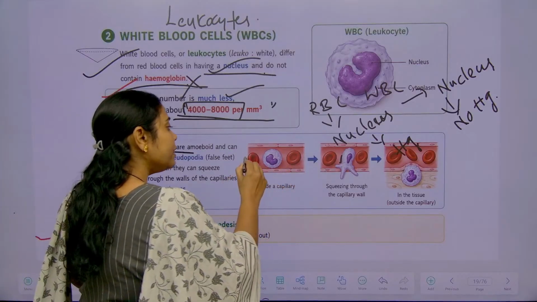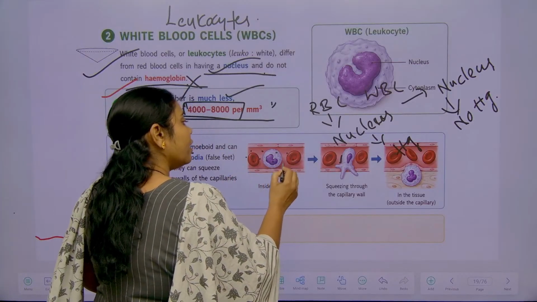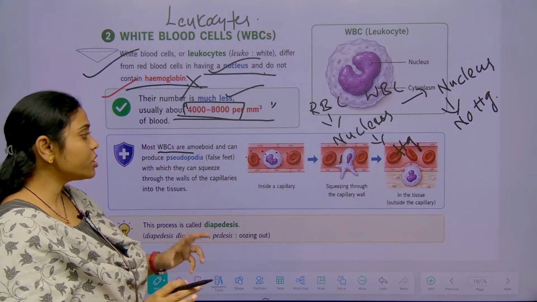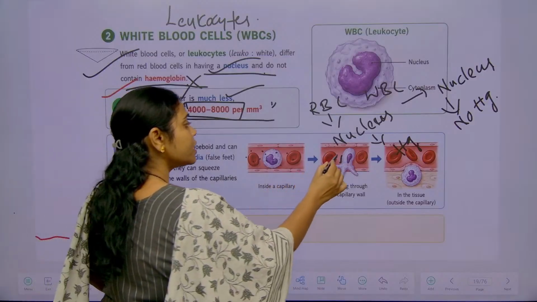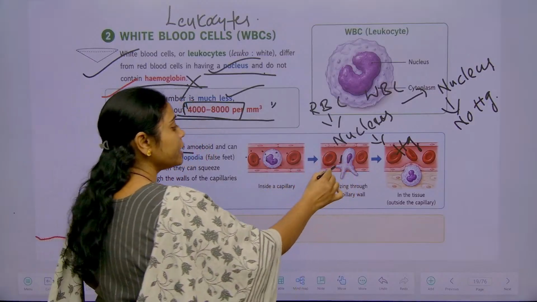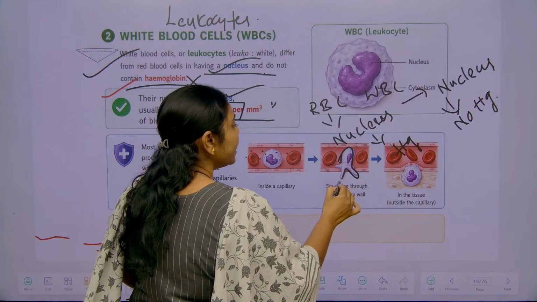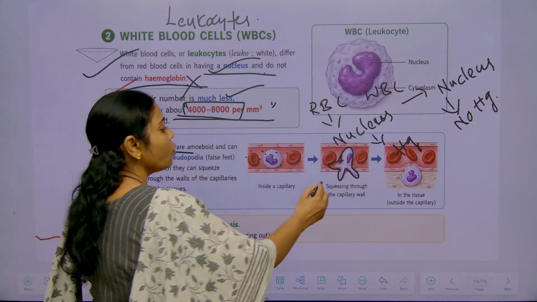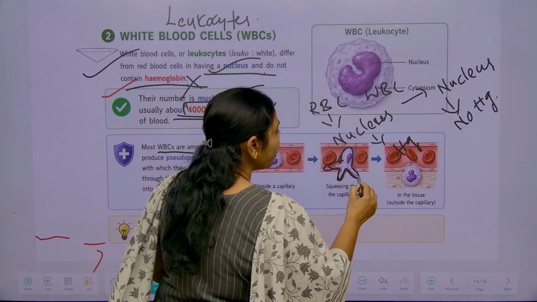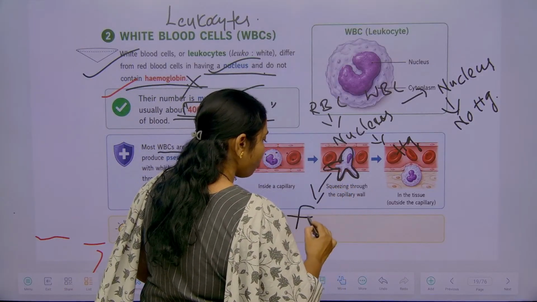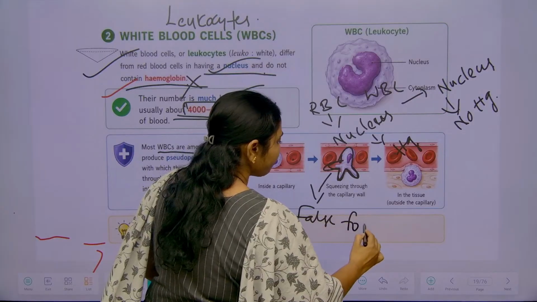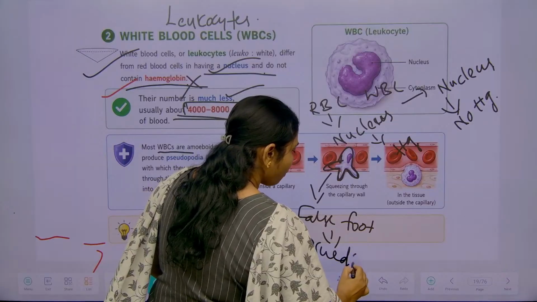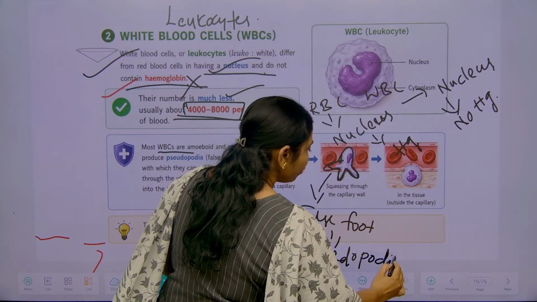In this blood vessel, all the blood is flowing with some kind of pressure. Because of that pressure, some of the blood cells, particularly the WBCs, can ooze out. With the help of what? By forming a false foot. This false foot we call pseudopodia.